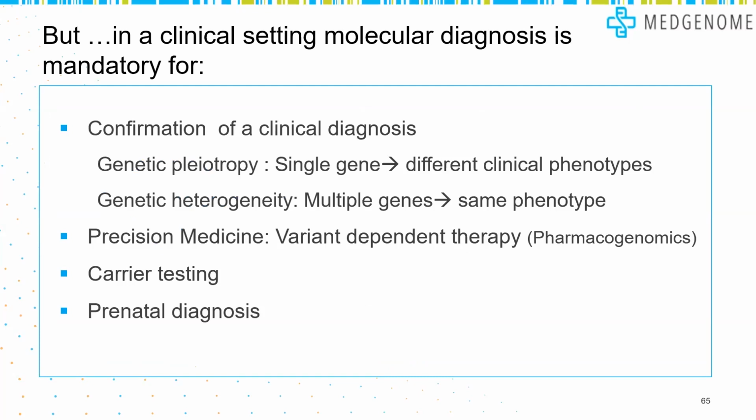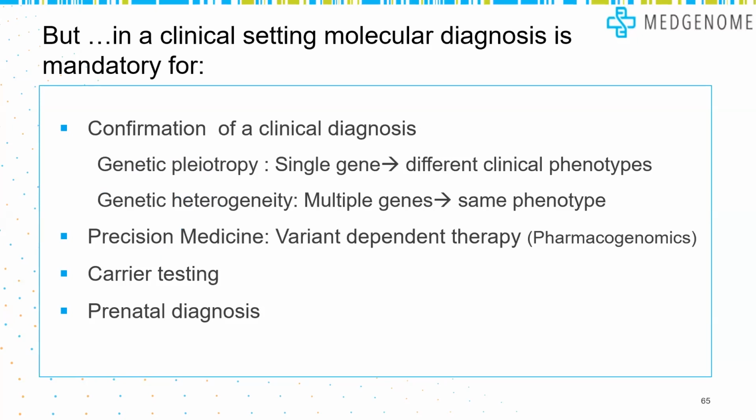But in a clinical setting, molecular diagnosis is mandatory to confirm a clinical diagnosis when you know that a single gene might be responsible for different clinical phenotypes, or there is genetic heterogeneity, where you have the same phenotype like retinitis pigmentosa or congenital deafness, but hundreds of genes are involved in the same phenotype. So to know the exact etiology, you have to have a molecular diagnosis, irrespective of whether your clinical diagnosis is confirmed.